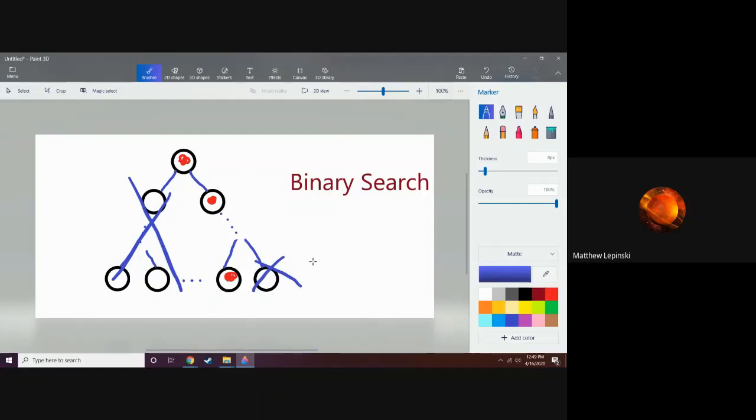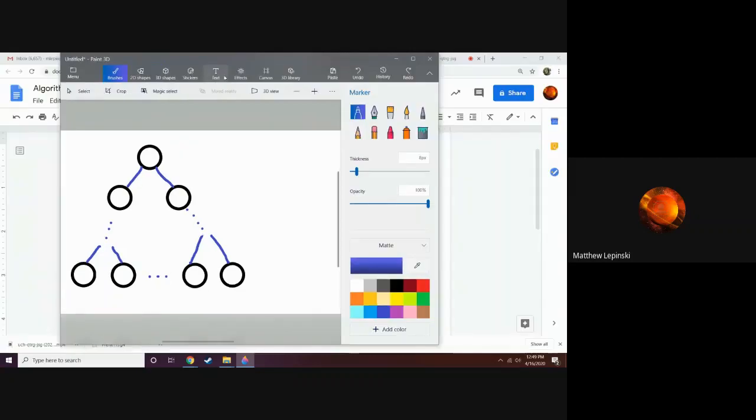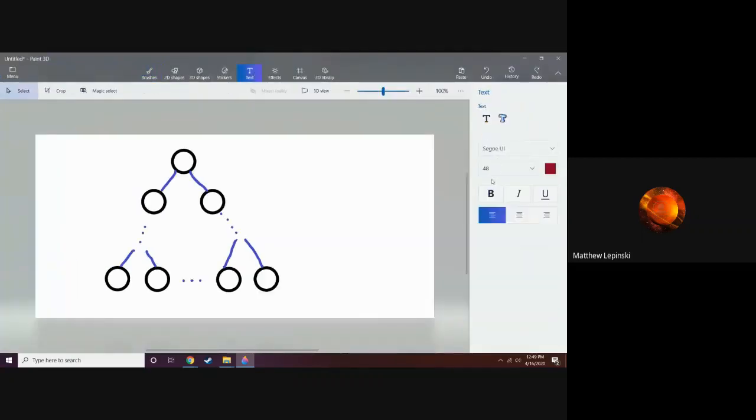But when we're talking about runtimes of recursive algorithms, I think this is the right picture to have in mind. This is the leaves, the brute force, and up here we have the root, which is the problem we start with.